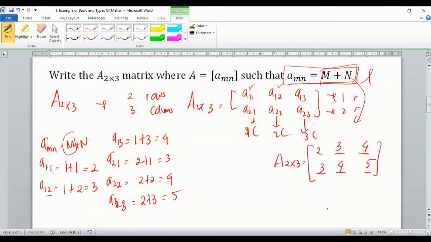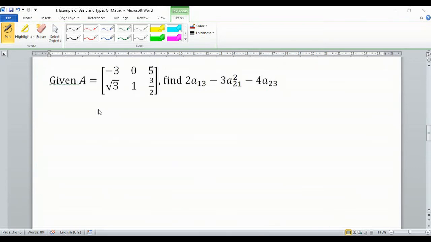Okay, everyone? I hope you understand. Given A equals the matrix with entries minus 3, 0, 5, square root of 3, 1, 3 over 2. You need to find 2A13 minus 3A21 minus 4A23. So from here, you need to find first A13.